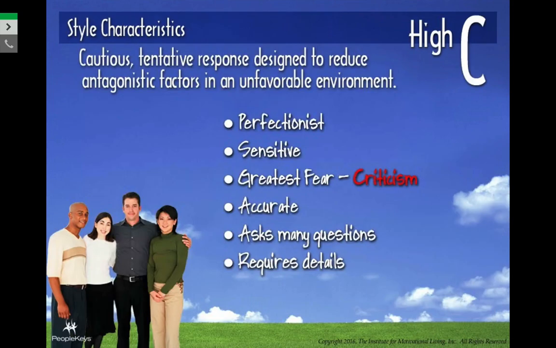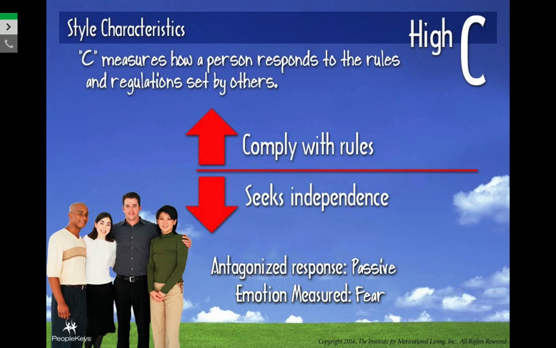And then finally, the high C. The high C is very cautious, tentative. They're the perfectionist. They're very sensitive. Their greatest fear is criticism because they're a perfectionist. They do everything right, and you just criticize their work, and it's spot on. They're very accurate. They're going to ask you lots of questions, and they are going to require details. So if you're meeting with a high C, you better be prepared.